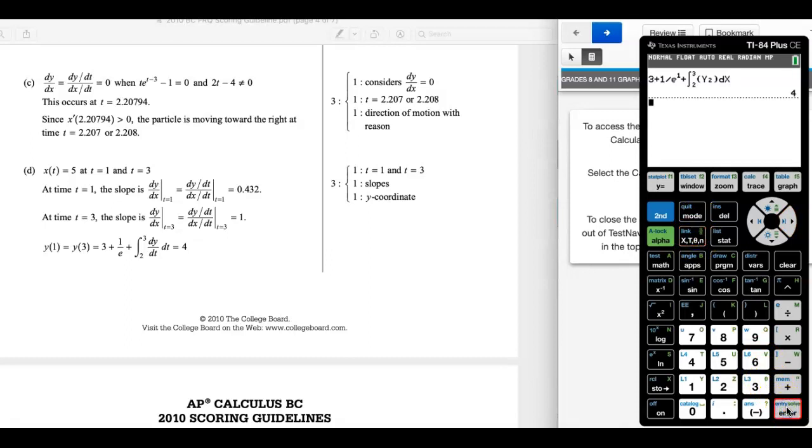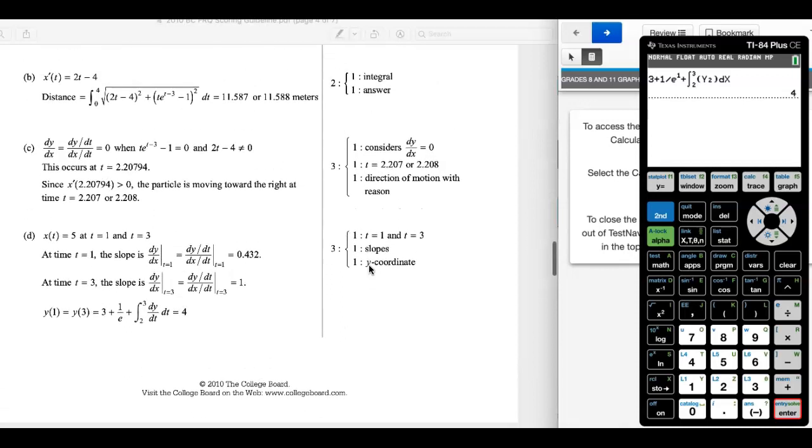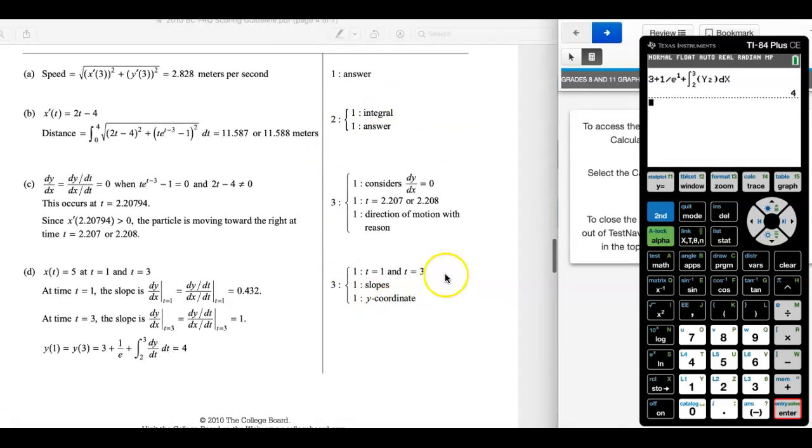And we get 4. So this is, again, this is example 10 in your notes for section 3.4, and I hope it was helpful to see some of the work on the calculator along with how AP scored this particular problem in 2010. Thank you.